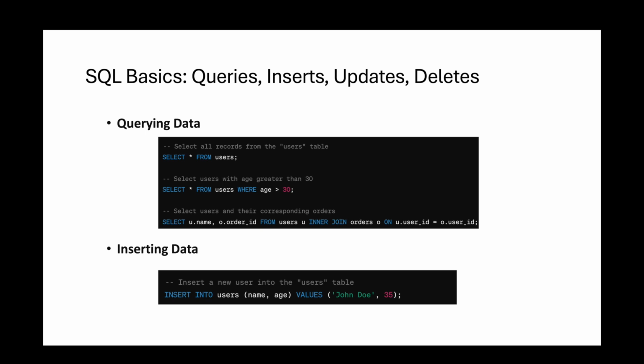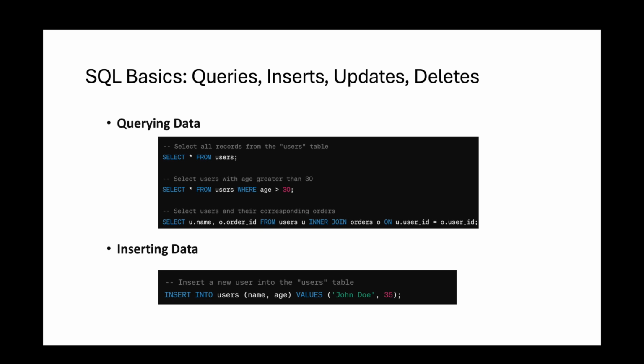Select * from users. Select users with age greater than 30. Select * from users where age > 30. Select users and their corresponding orders. Select u.name, o.order_id from users u inner join orders o on u.user_id equals o.user_id.